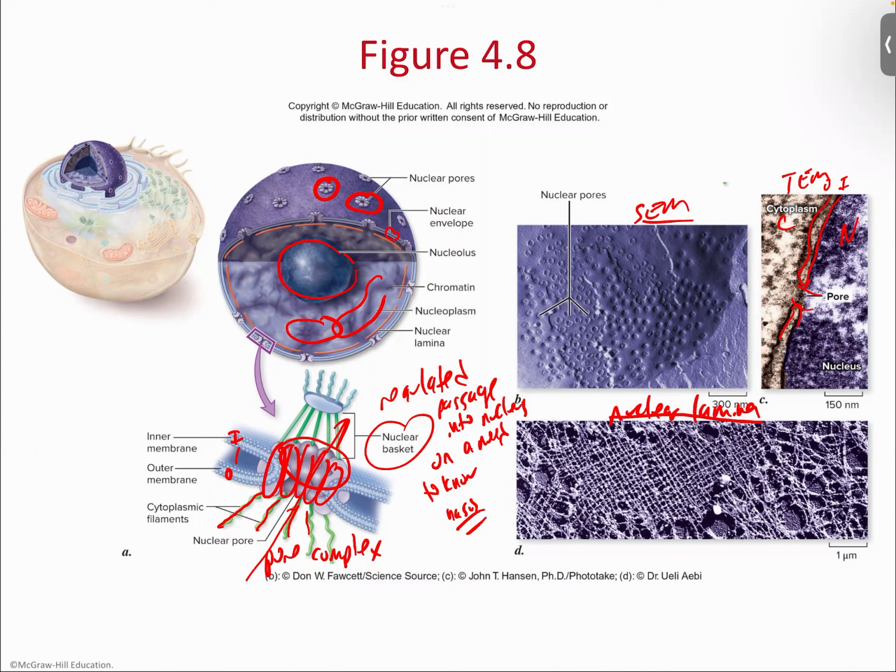The other thing I want to mention, though, is on the inside of the inner nuclear membrane, you see this little structure right here. It's on the inside of the inner membrane, and it's called the nuclear lamina. This is an actual SEM of the inside of the nuclear lamina. You can see this gauze-like structure. These are actually protein fibers that are composed of lamin. This is an intermediate filament.